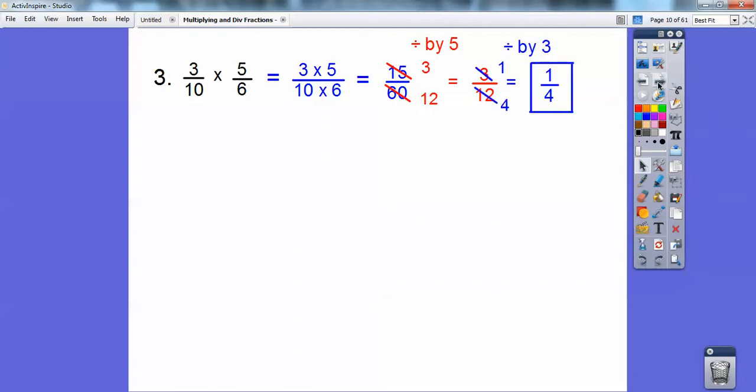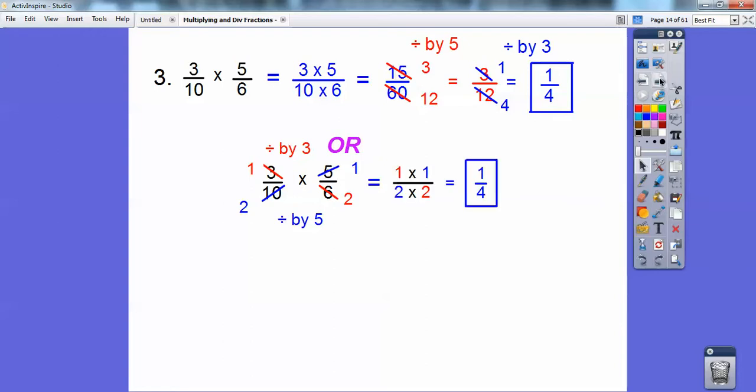And I bet some of you guys are already thinking, well, I could have reduced in the beginning, and you can, you guys. In fact, that's the way I'm going to do it from now on. I'm going to take that 3/10 times 5/6, and you can do what's called cross-canceling. I can divide these two guys by 3. 3 goes into 3 once, 3 goes into 6 twice, and then you can cancel those guys also. 5 goes into 5 once and into 10 twice, and then go ahead and multiply. 1 times 1 over 2 times 2, and you get 1/4 again. Same answer. I think it's just quicker to do it that way, and I'm going to do it the second way every time from now on.